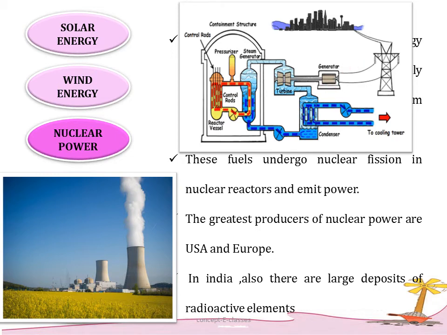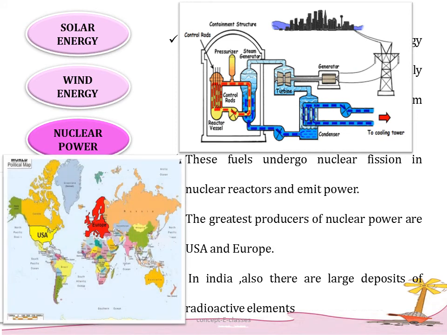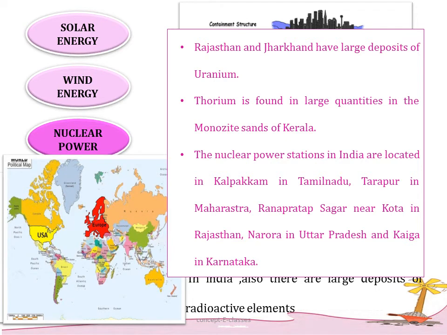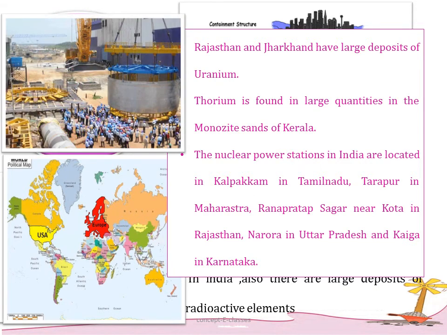Now the greatest producers of nuclear power are USA and Europe. In India also there are large deposits of radioactive elements. Like in Rajasthan and Jharkhand, they have large deposits of uranium, and thorium, which is found in large quantities in monazite sands of Kerala. The nuclear power stations can be seen in Kalpakkam in Tamil Nadu.